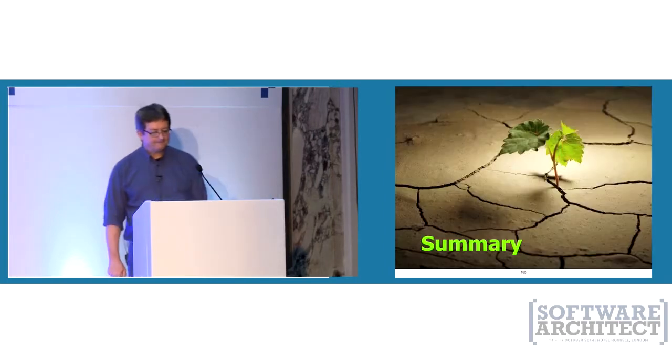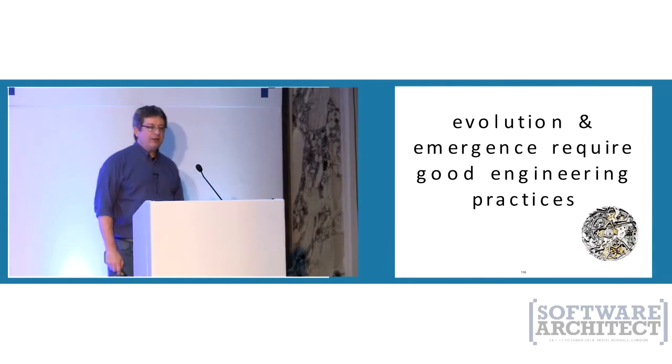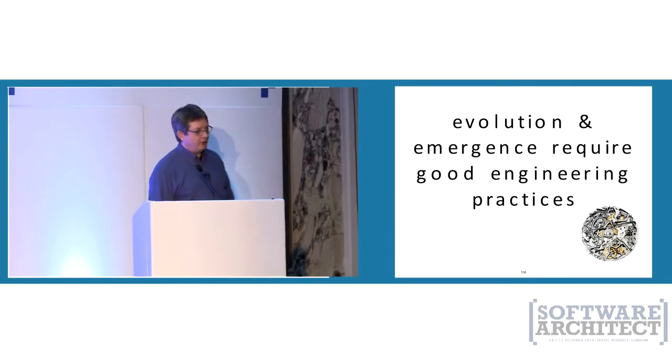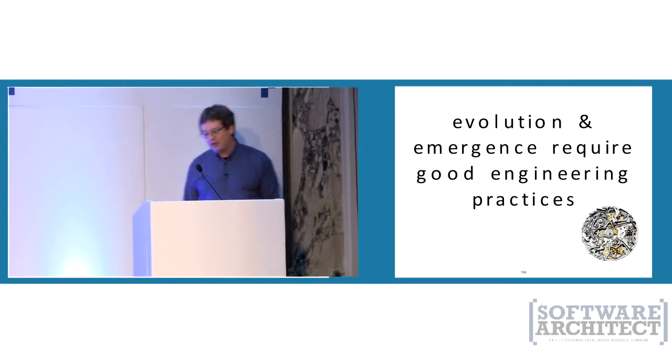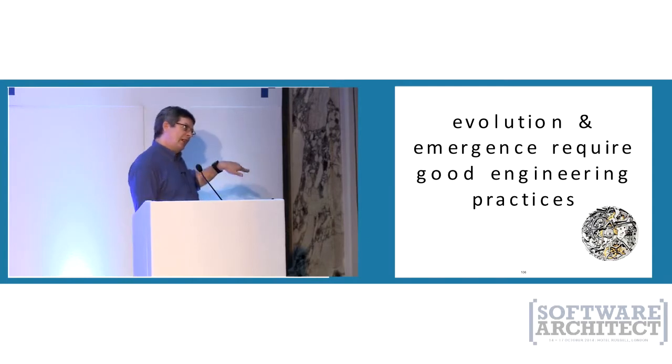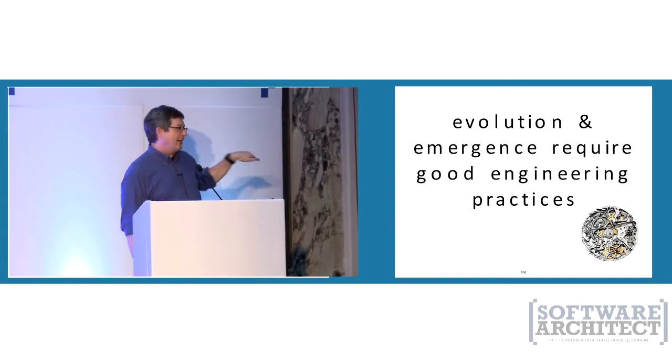So to summarize, evolutionary architecture and emergent design require good engineering practices. I'm sure you have this phenomenon here in the UK. When you go to an amusement park, there's a little cartoon guy that says you must be this tall to ride this ride. We have this in our microservices talk, that you must be this tall before you even start talking about that kind of architecture.